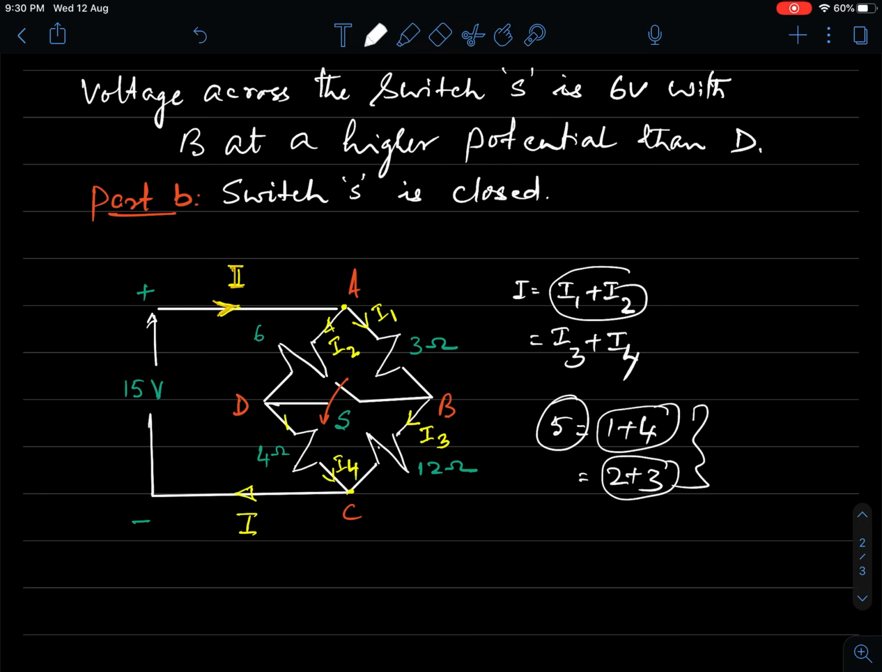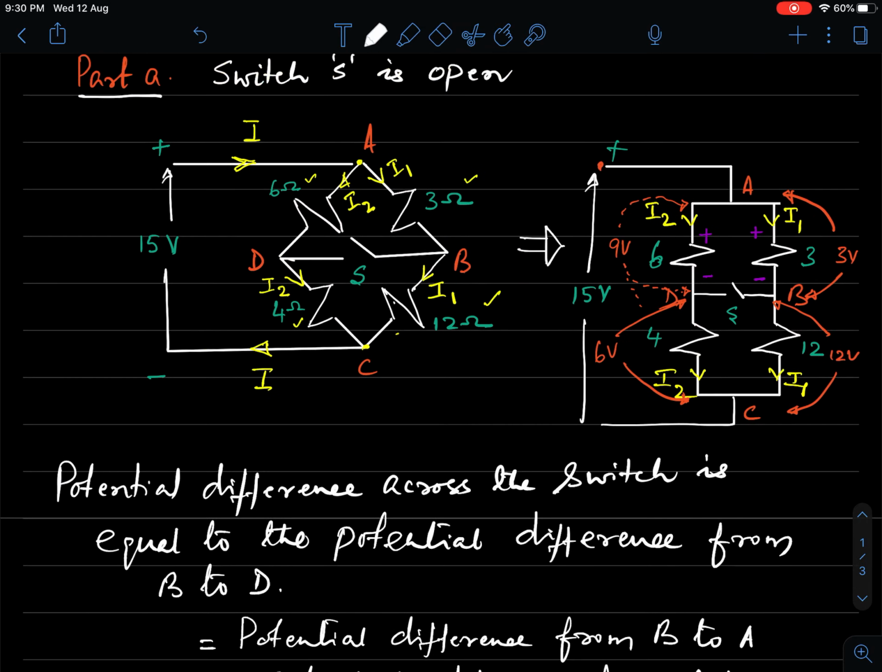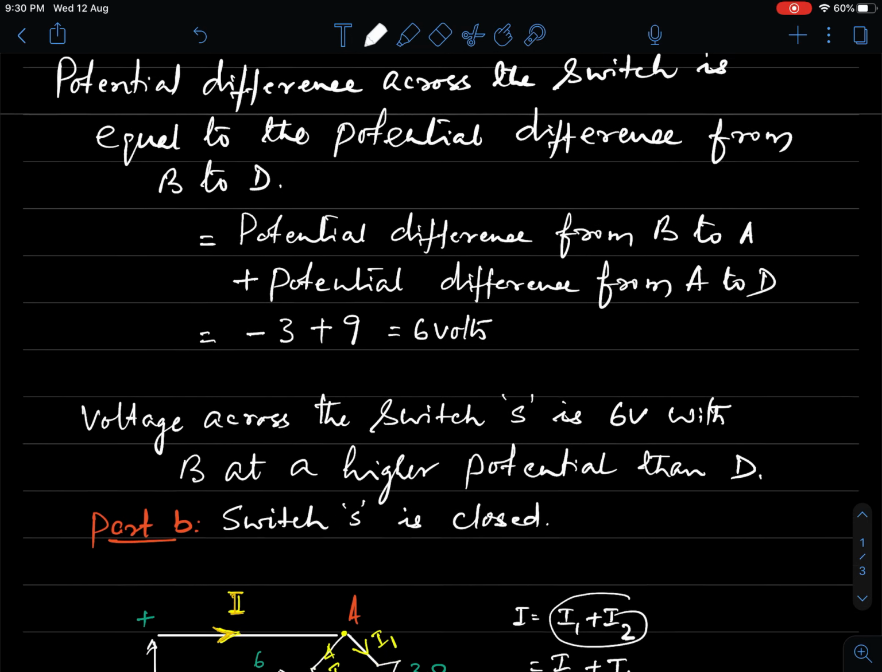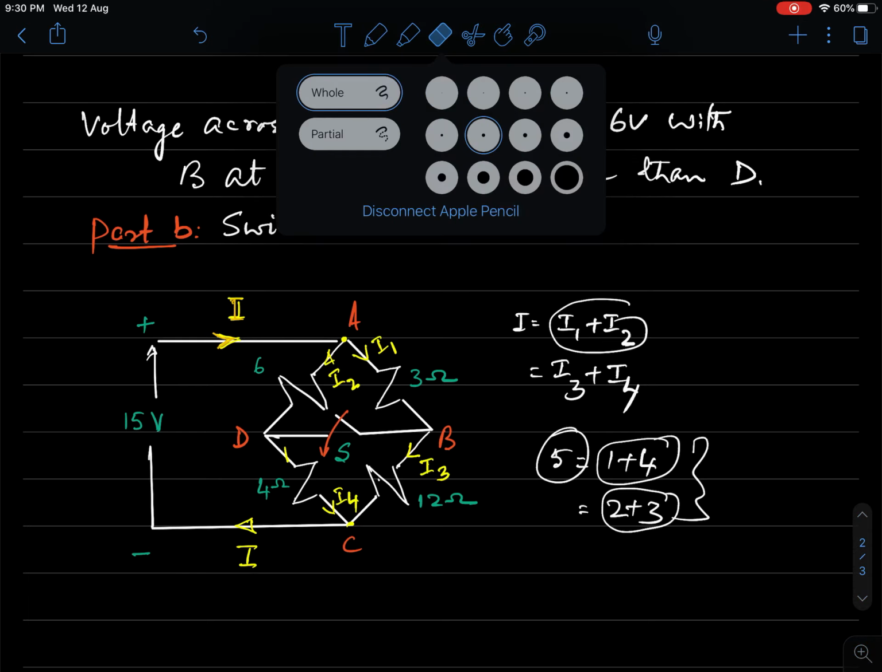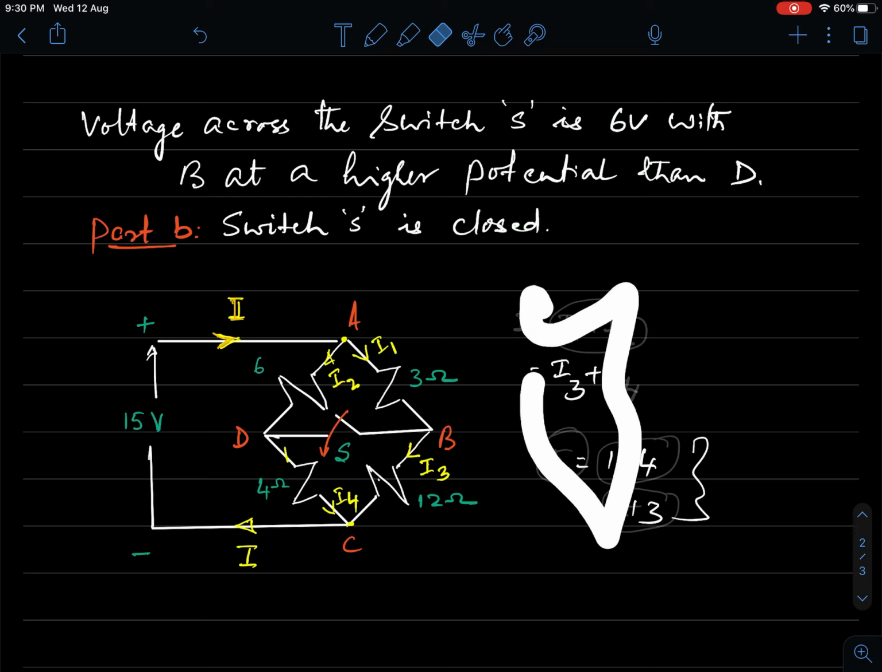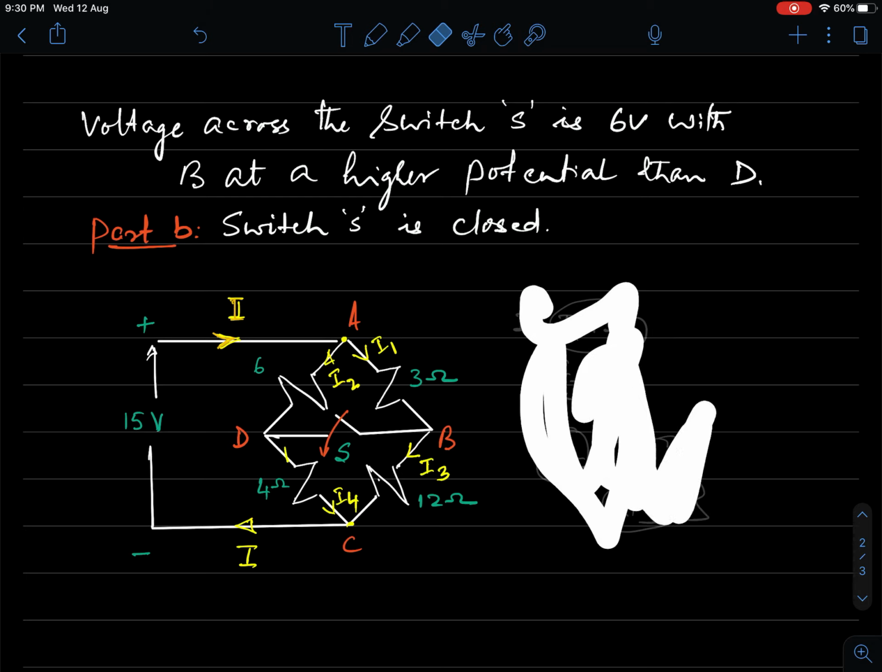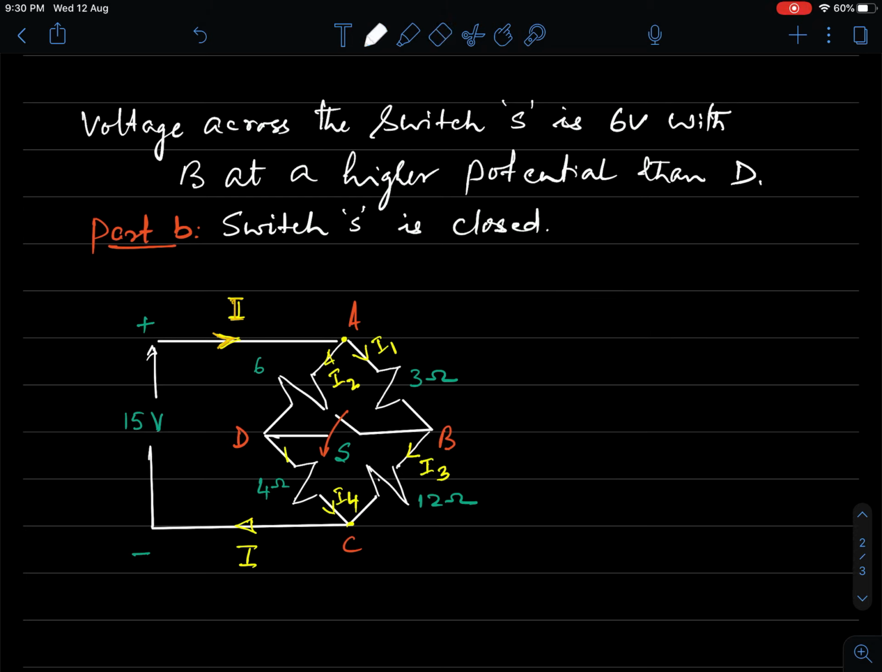So you have to appreciate that in the previous case, the current was the same through 3 and 12 and 6 and 4. That's why we could conclude that they are in series. But now that this switch is being closed, the bridge is unbalanced. So we have this issue wherein the currents are different. You must be able to appreciate that. Now with this idea we will go ahead. If this understanding is clear, then we can go further on.